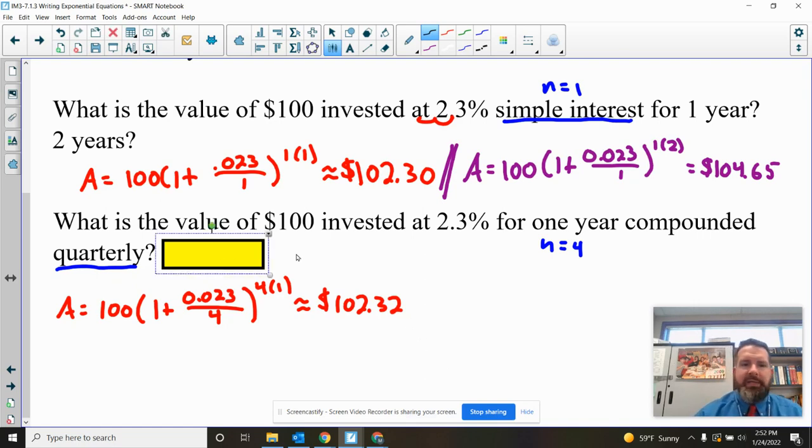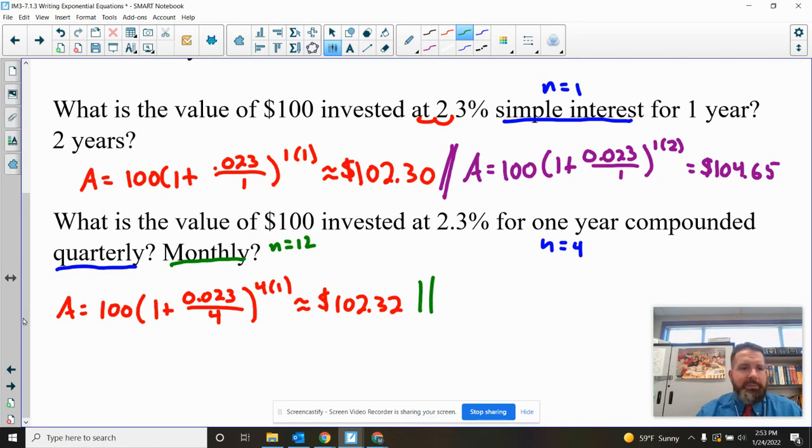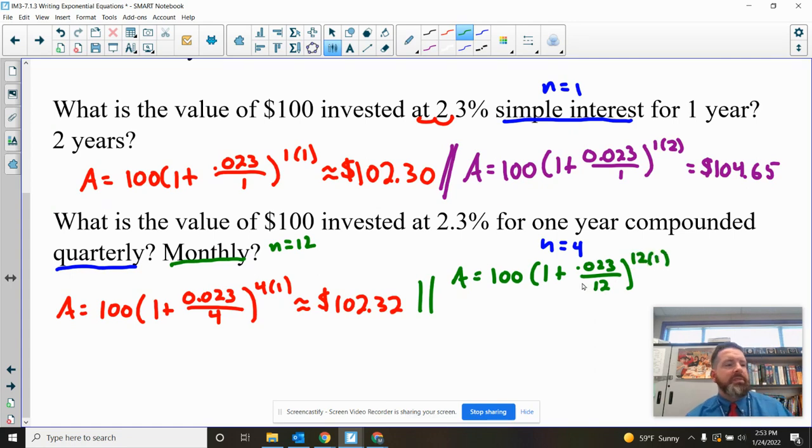Okay, there's a second calculation here. What if we go from quarterly compounding to monthly compounding? Now, when you see monthly, that means you're doing this 12 times a year. So let's take a look at how that all comes together. So the amount we end with is our $100, 1 plus 0.023 over 12 this time to the 12 times 1. So dividing that interest rate among 12 months, but then compounding it 12 times.